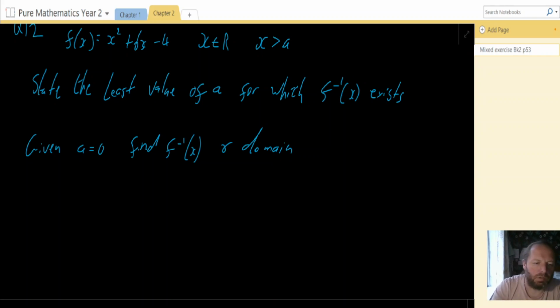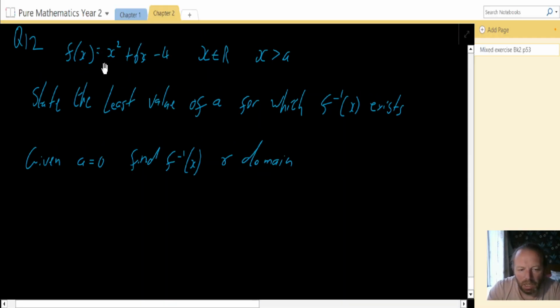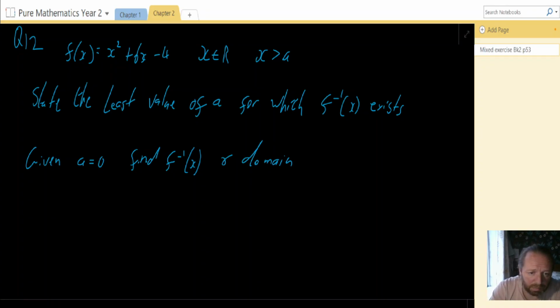Okay, here we are doing Pure Mathematics Year 2 Edexcel, Chapter 2, Functions and Graphs, Question 12. To save a bit of time, I've written it out. f of x equals x squared plus 6x minus 4, x is an element of the reals, x is greater than a. Okay, that's just a statement about a. And they are then asking: state the least value of a for which f to the minus 1 of x exists.